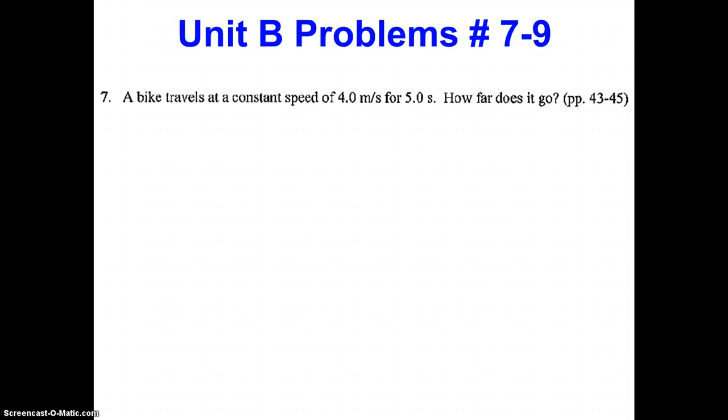Let's read number 7. A bike travels at a constant speed of 4 meters per second. So we underline the key piece of information, and then over it or on top of it, either one, we write the letter used in physics to represent that piece of information. It's a constant speed of 4 meters per second, and the symbol in Regents that we use for that is v. For 5 seconds, another key piece of information, and that's time, and the symbol we use for that is little t. How far does it go?